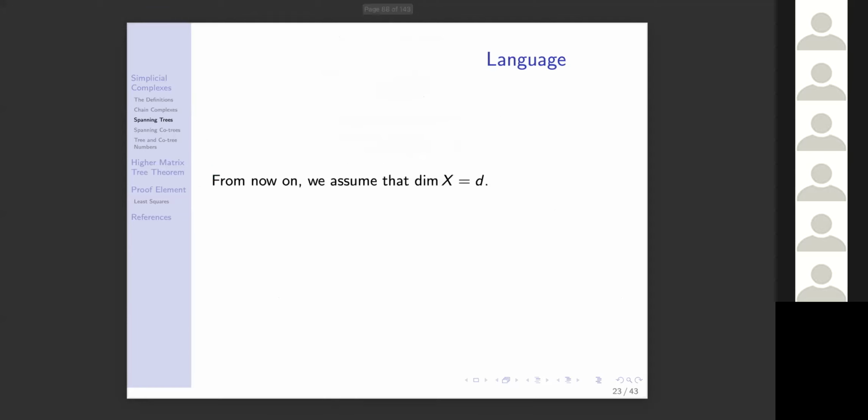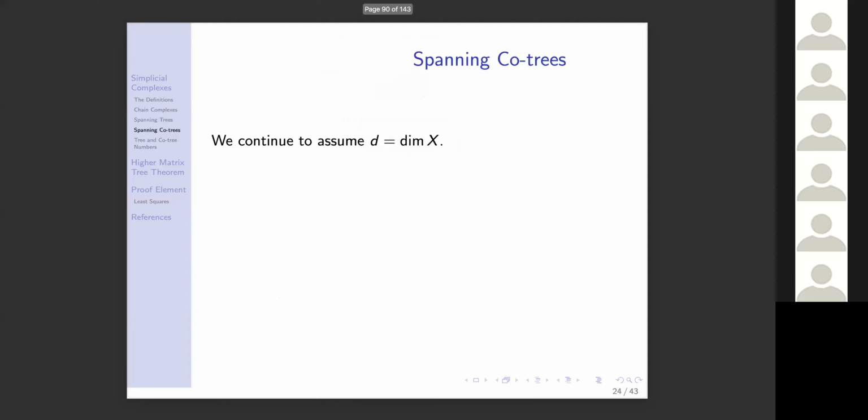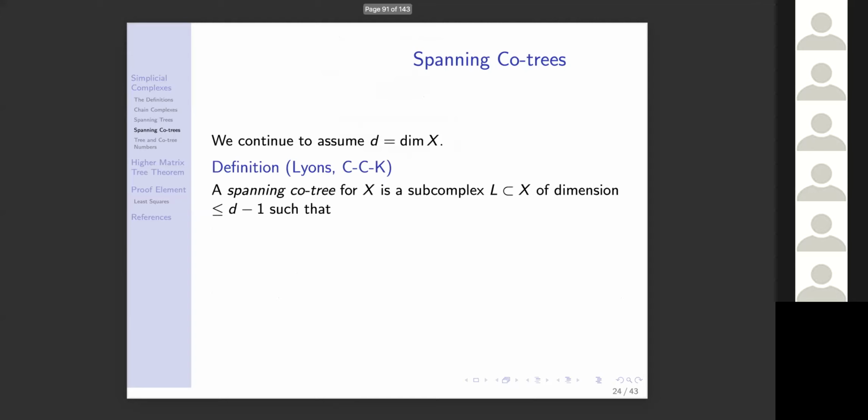so we have the notion of a spanning tree, which is just a spanning tree in a simplicial complex of dimension D. And I want to talk about something called the spanning cotree. That's sort of a dual notion. So we'll continue to assume that D is the dimension of X. And there is a definition. It's not phrased in this way in the paper of Lyons, and we thought we discovered this independently. It was hard to figure out what Lyons was doing. He works with matroids, and I don't even know what a matroid is exactly.